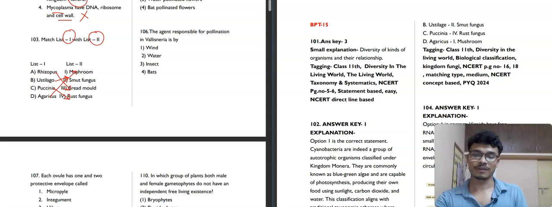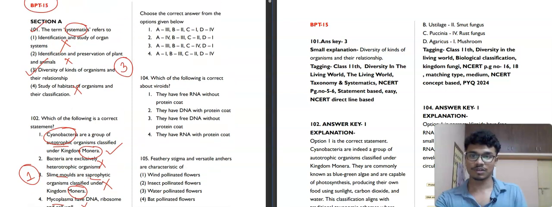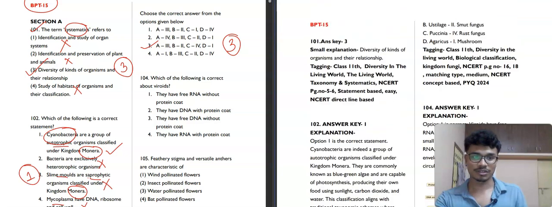So what will be our order? We can see what options are given. Choose the correct option. We can see that the third option is our correct answer. A is third, B is second, C is fourth, and D is first. Third option is our correct answer. Now we'll move towards the next question.